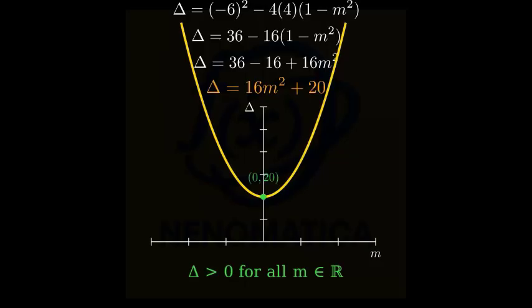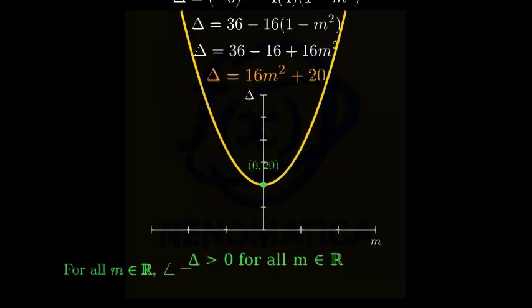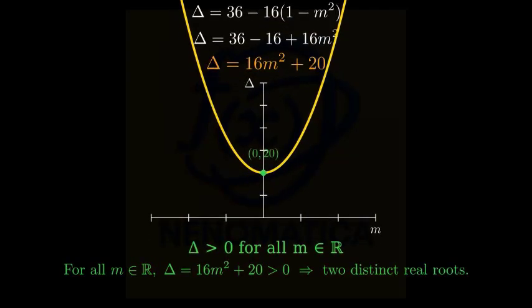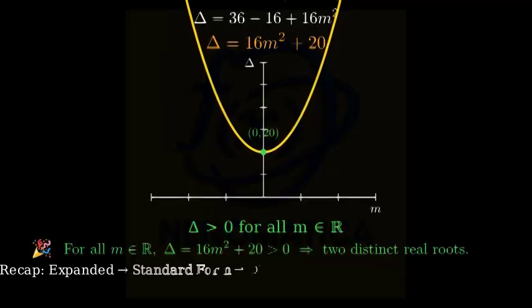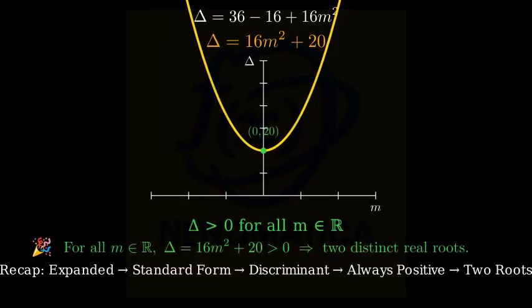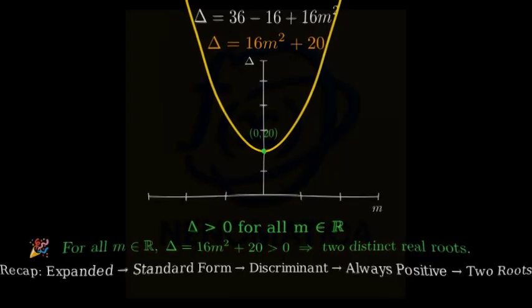Step 10. Conclude the number of roots. Since delta is positive for every real m, the quadratic in x always has 2 distinct real roots. Final answer. For all real m, there are 2 distinct real roots. Recap. We expanded to standard form, identified the coefficients, used the discriminant, simplified to 16m squared plus 20, and observed it is always positive. Therefore, 2 roots for every real m.